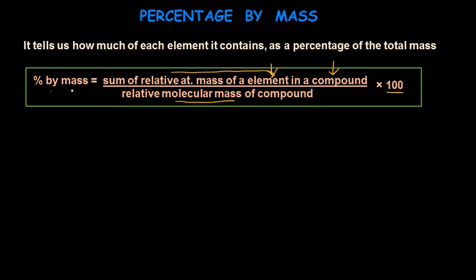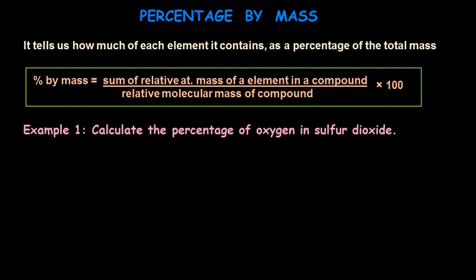This is the formula for calculating percentage by mass. As we have seen in our earlier video, we had seen 2 formulas, so this is going to be your third formula, which you can note down for this chapter. Then let's take an example of how to calculate the percentage by mass.